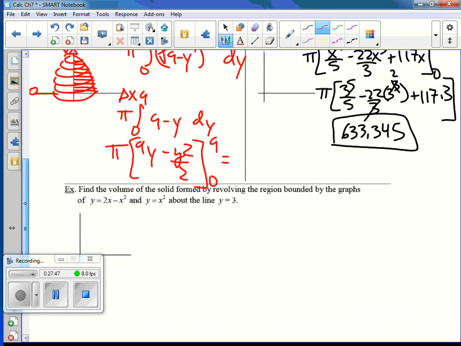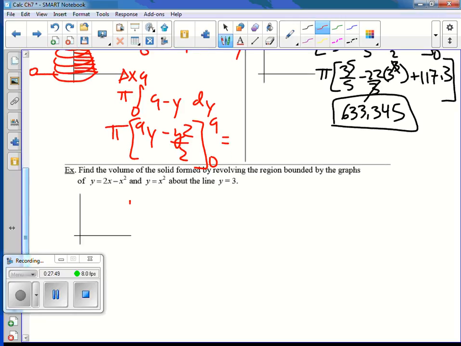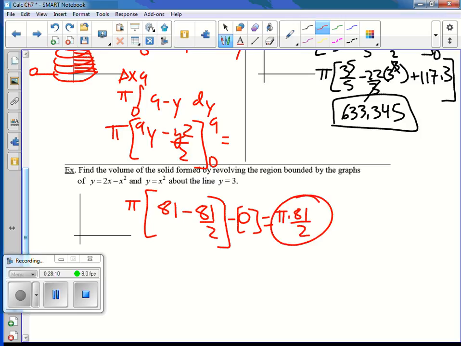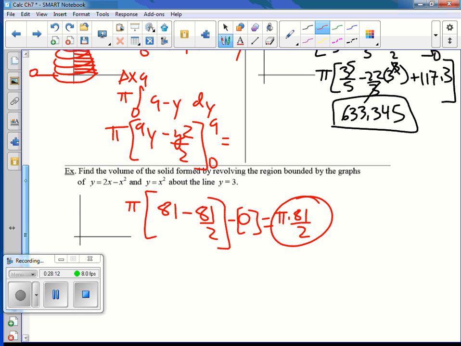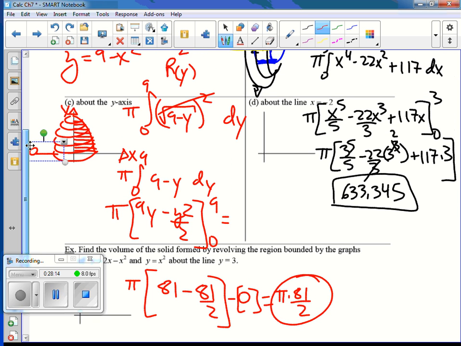And now it's time to substitute. We get pi times 9 times 9 gives us 81. Then 9 squared is 81 over 2. And of course, minus the bottom limit at 0. I guess this time I won't leave it out. And of course, 81 minus 81 halves is just going to be another 81 halves. So that's just pi times 81 halves. And there you go. That's the volume of half this football.